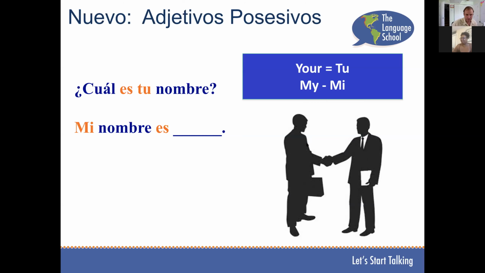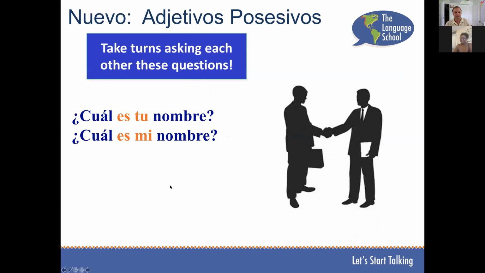Right? Yeah. So these are just a little introduction to our possessive adjectives. ¿Cuál es tu nombre? Mi nombre es... Oh, ¿cuál es mi nombre? You were doing it. Stephanie. Mi nombre es Stephanie. Okay. ¿Cuál es mi nombre? David. Yeah, so you would answer tu nombre es David. Tu nombre es David. Perfect.